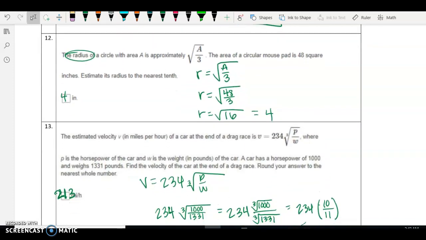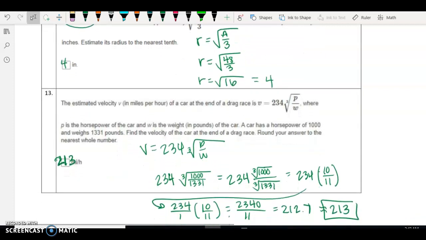All right. So the radius of a circle with an area A is approximately the square root of A over 3. And so we know the area is 48. So we're going to plug in 48, and that's going to equal, well, we have the square root of 48 over 3, and that equals our R. And so now we find out that 48 divided by 3 is 16, and the square root of 16 is 4. So our radius is 4.